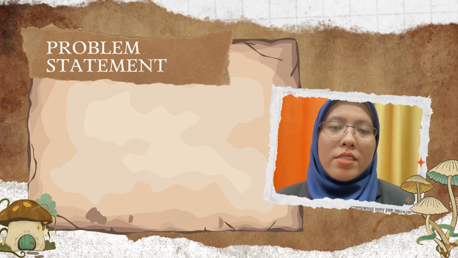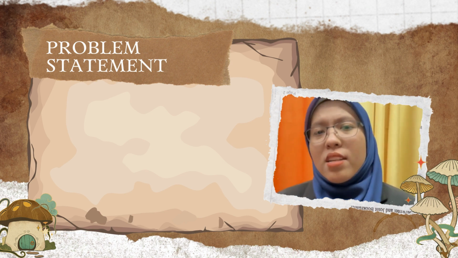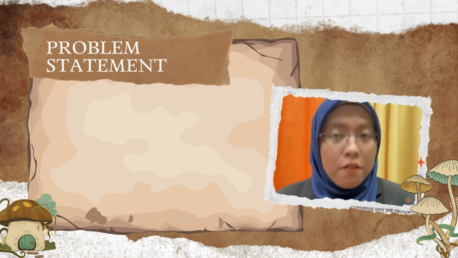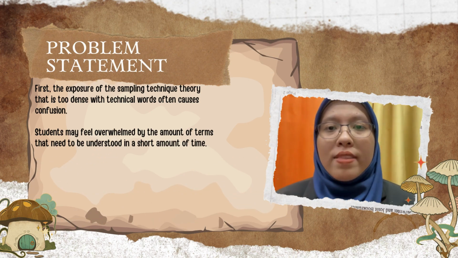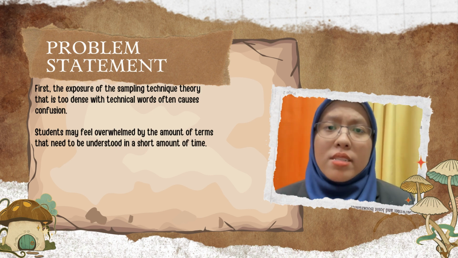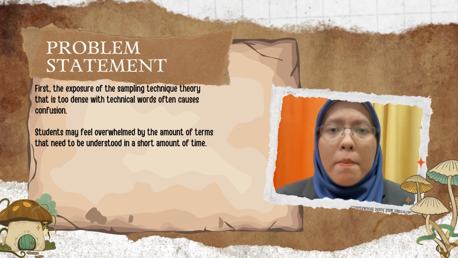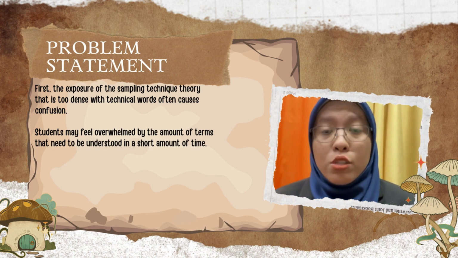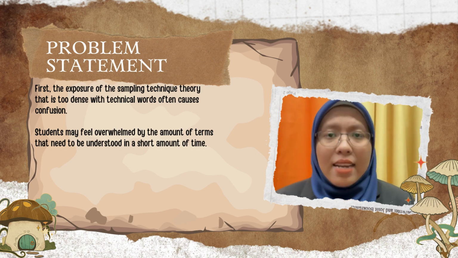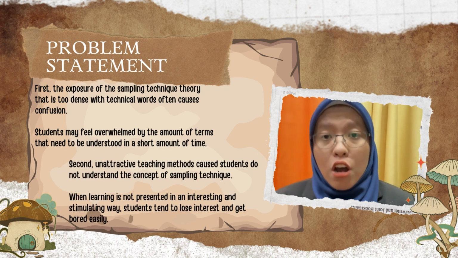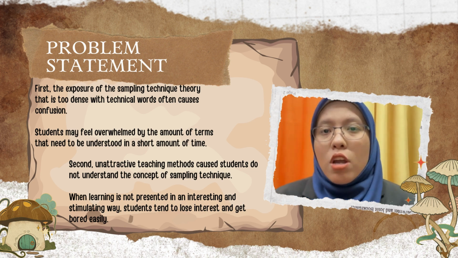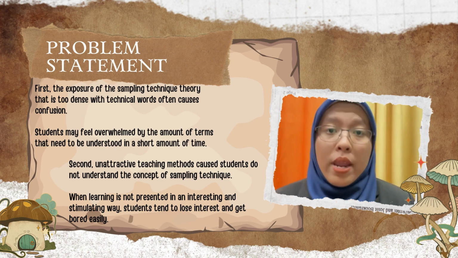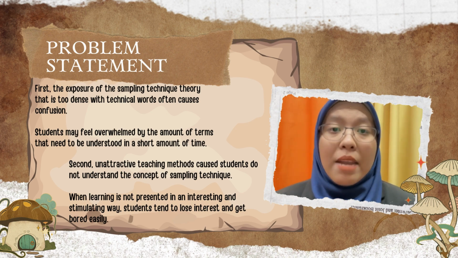Today, we will discuss the problems faced by students who are still confused about sampling techniques. First, the exposure to sampling technique theory that is too dense with technical words often causes confusion. Students feel overwhelmed by the number of terms that need to be understood in a short amount of time. Second, an unattractive teaching method causes misunderstanding about the concept of sampling techniques. When learning is not presented in an interesting way, students tend to lose interest and get bored easily.